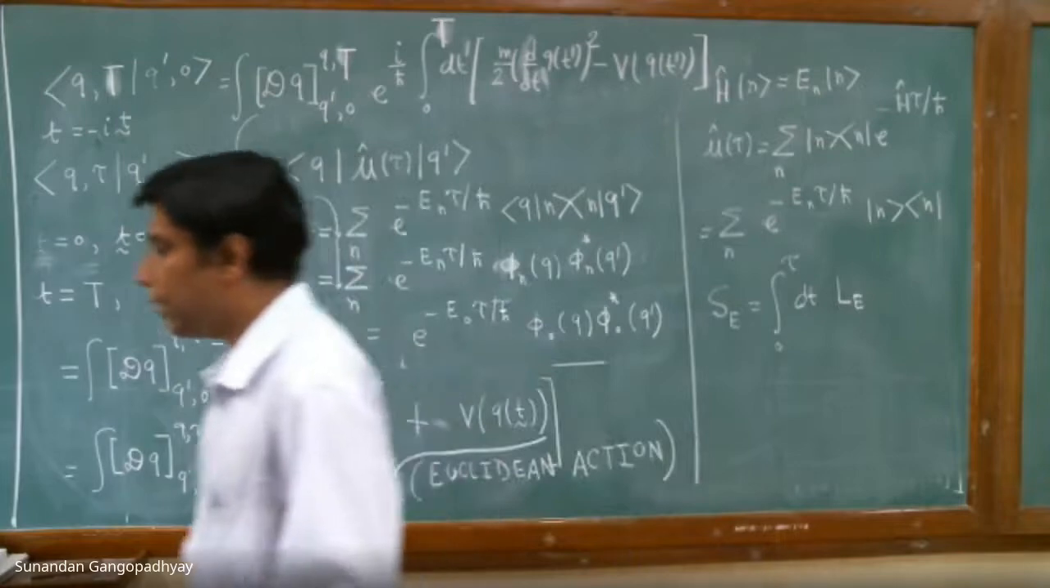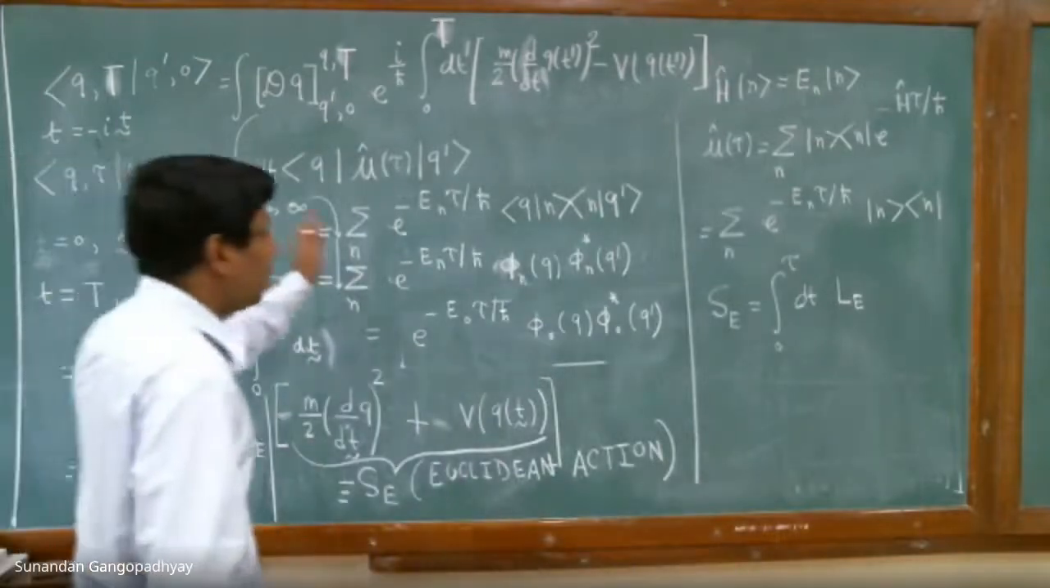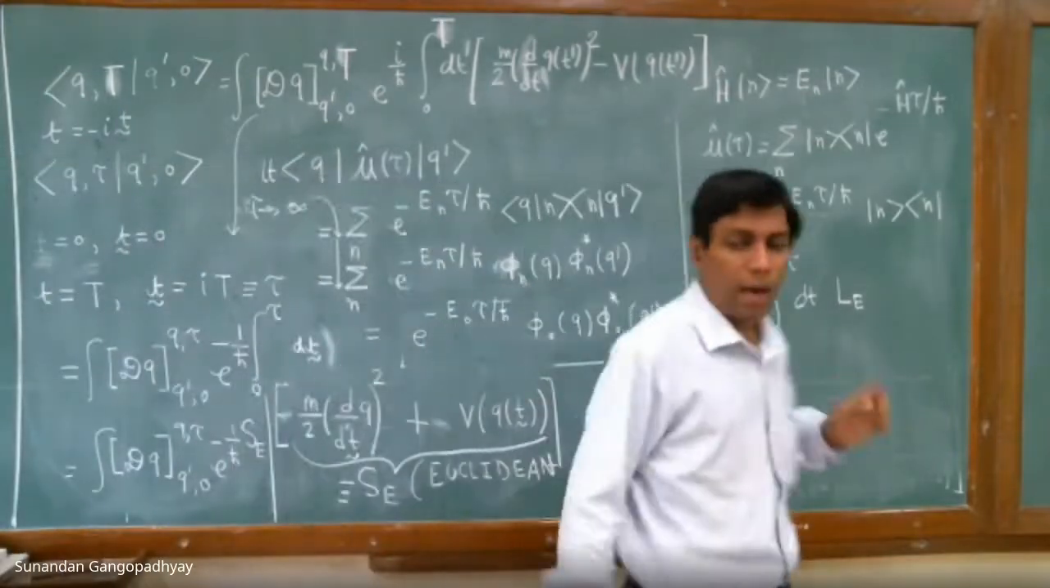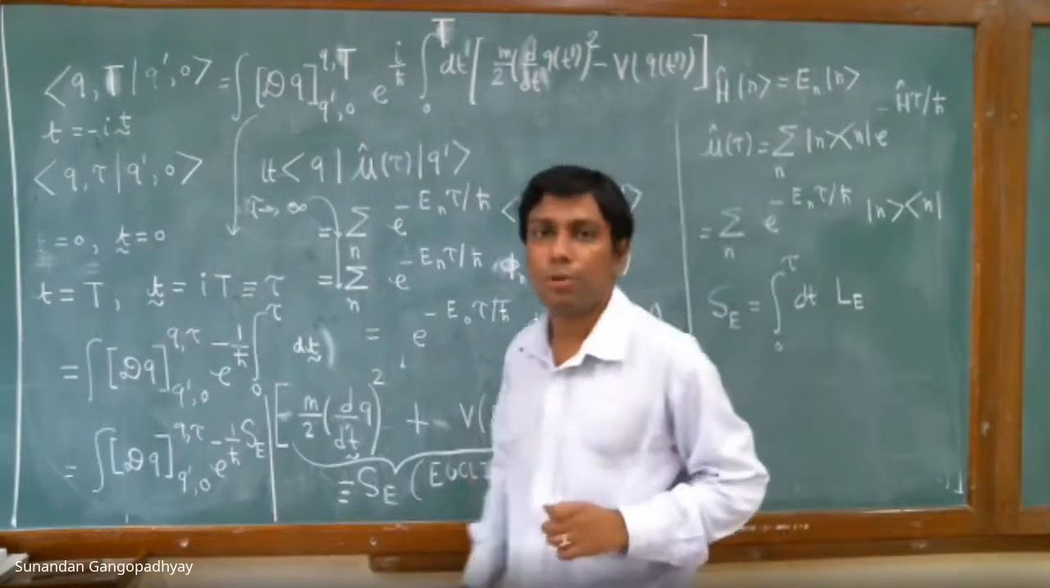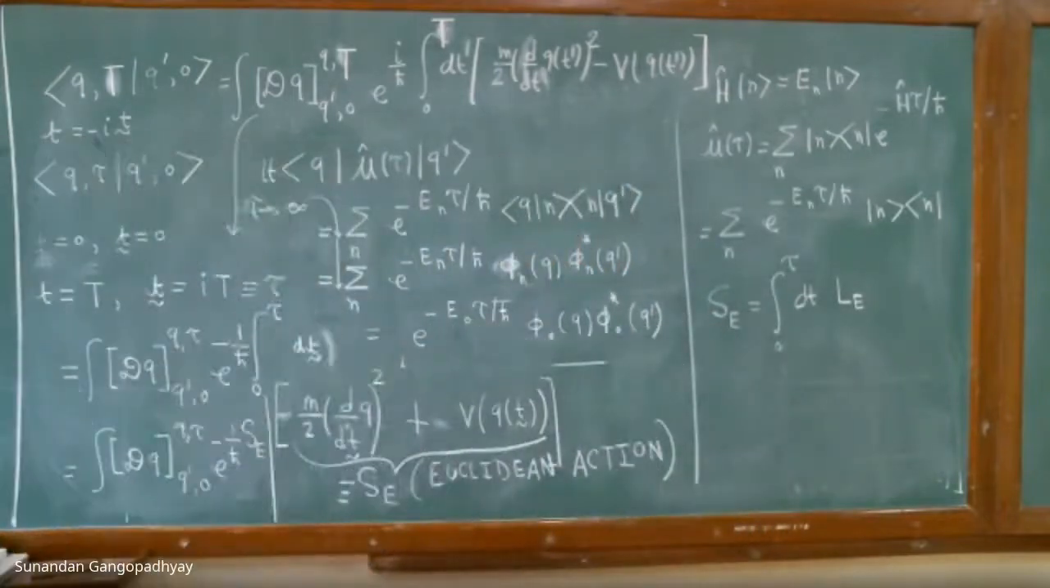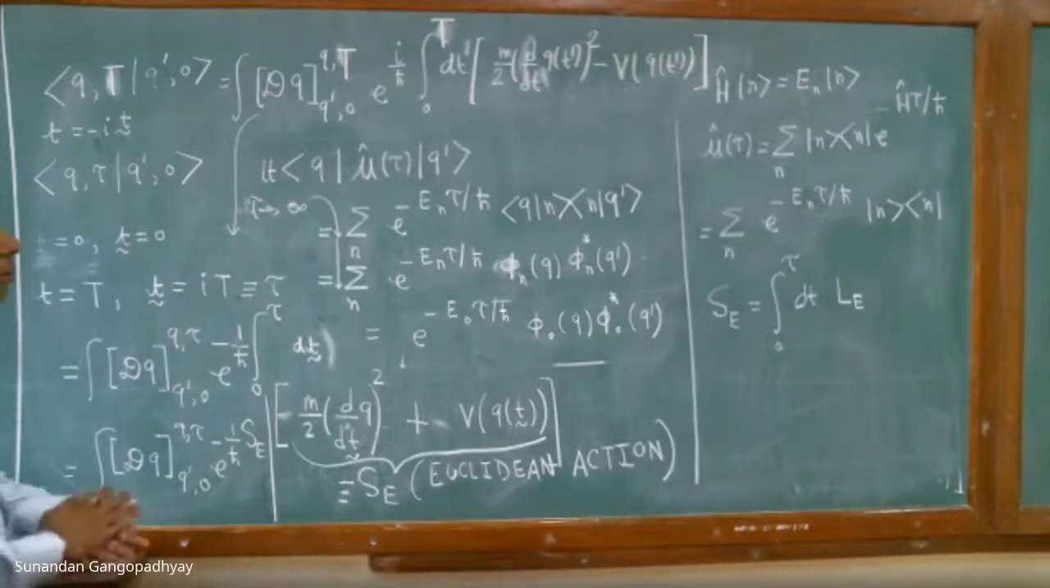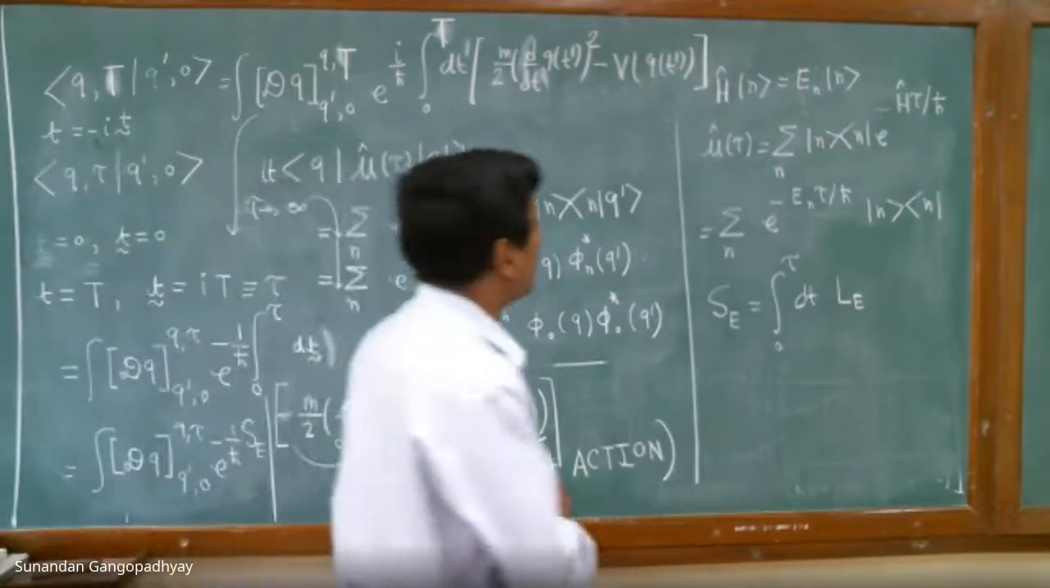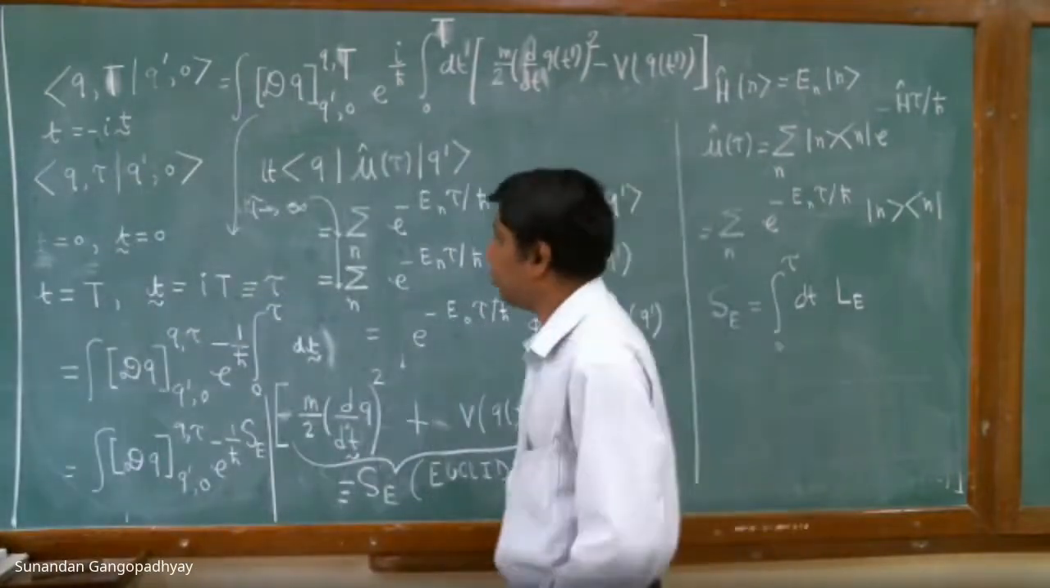So this evolution basically tells you that this evolution is not unitary. You will ultimately land up with the ground state contribution in the large time limit. Every state evolves to the ground state when you take the limit tau going to infinity. So let us stop here at this moment.